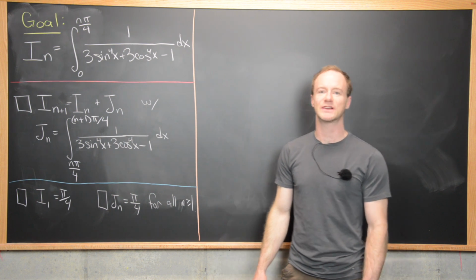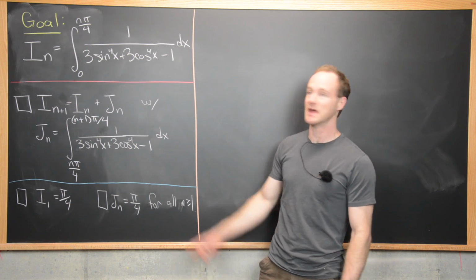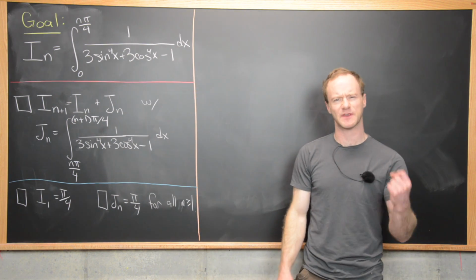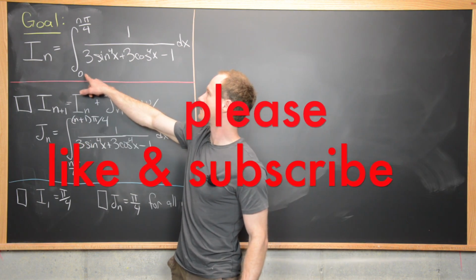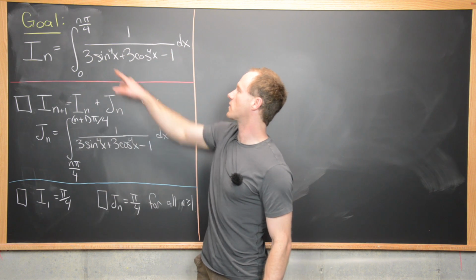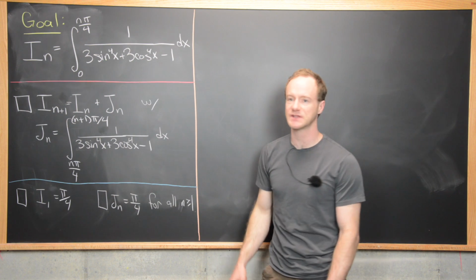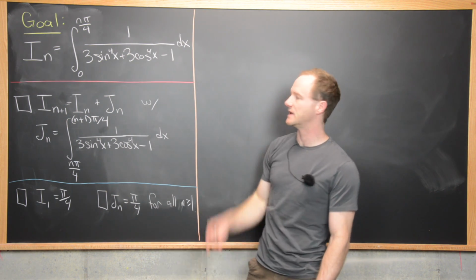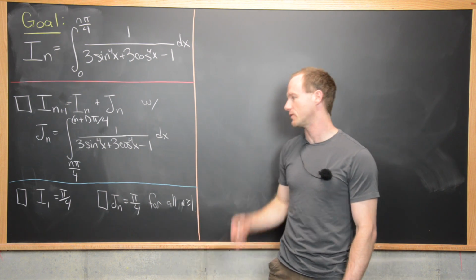Here we're going to look at a pretty interesting family of integrals. They're indexed by natural numbers n, and we have I sub n, the nth one of these integrals, given by the integral from 0 to n times pi over 4 of 1 over 3 times sine to the fourth x plus 3 times cosine to the fourth x minus 1 dx. In order to find a closed form for this, we're going to do a couple of things.